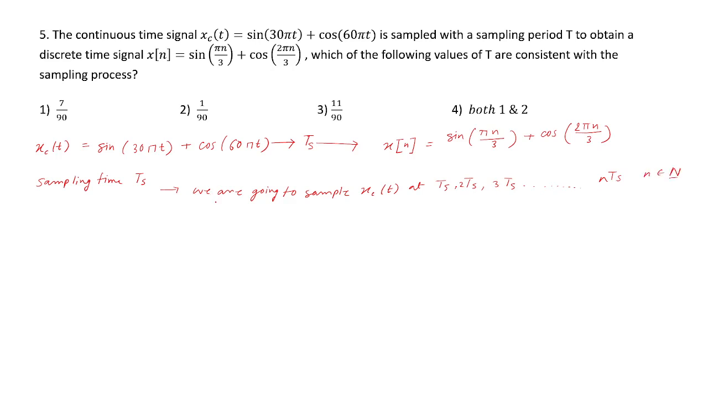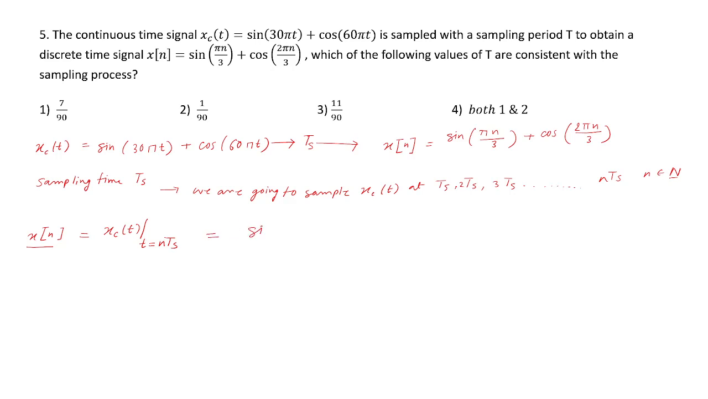Okay, so how can I get x[n]? x[n] is basically nothing but, as I have shown in the previous slide, xc(t) sampled at instant t when t is equal to nts. ts is the sampling time, n is the integer. When you sample this continuous time signal xc(t) at t equal to nts, you are just going to get x[n]. So let us see how it goes on.